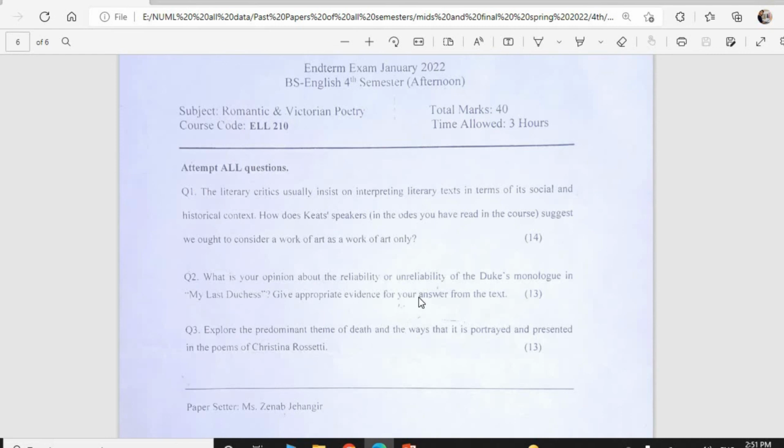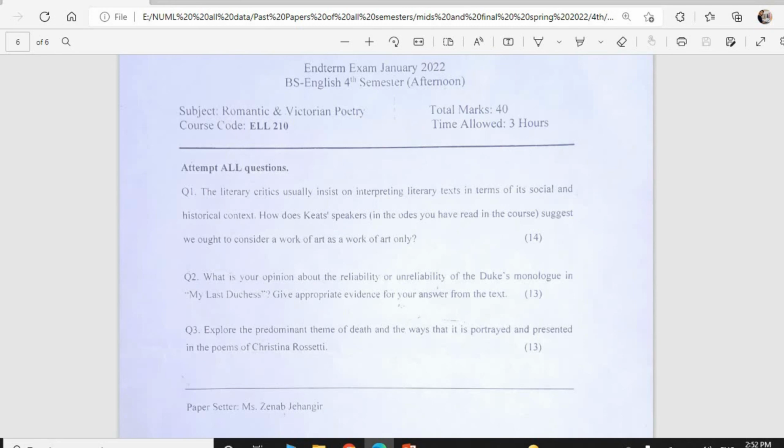You are not pretty sure because only one person is talking, so you cannot see the other side. He is blaming his wife, right, for her flirtation, but we cannot see the other person's argumentation. We are not sure whether he is true or not in his blaming of his wife, right? So it seems unreliable. So you have to explain it according to your own understanding.